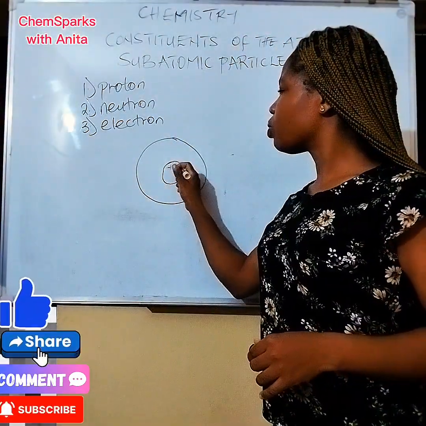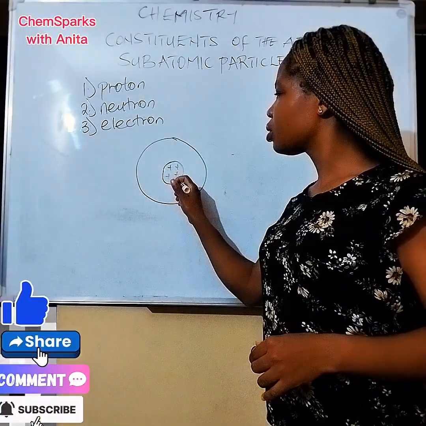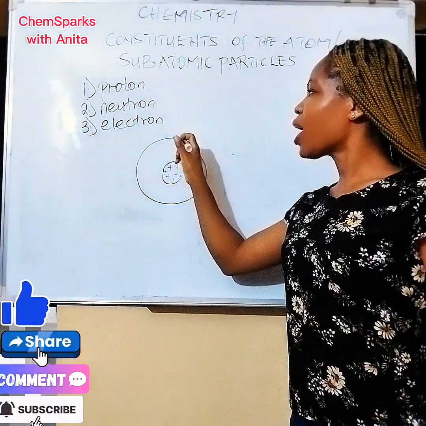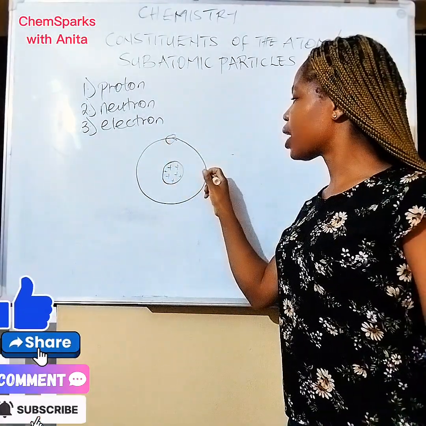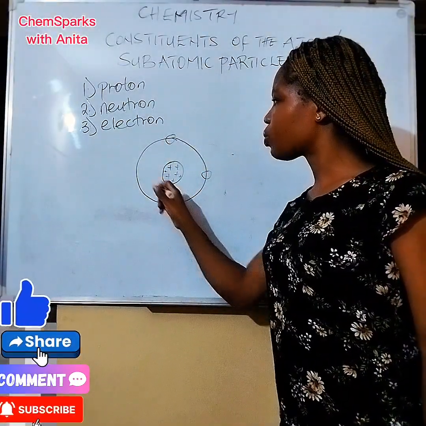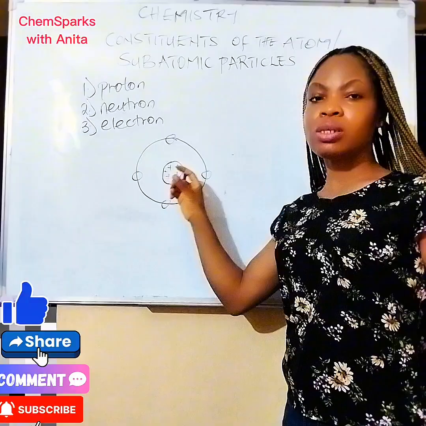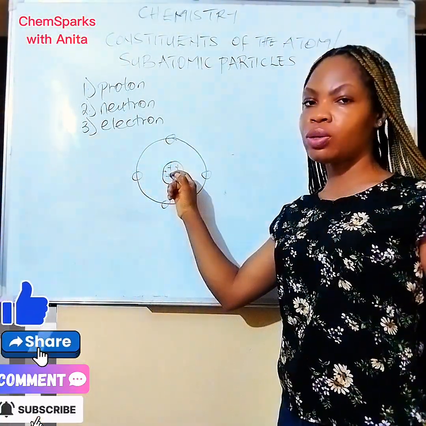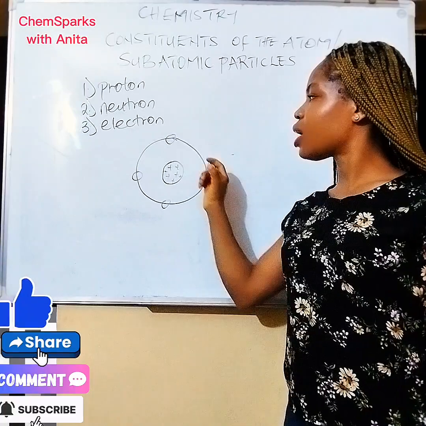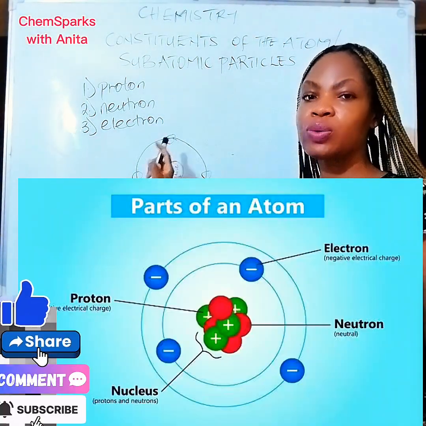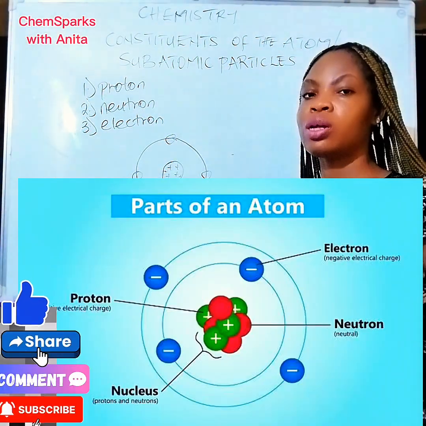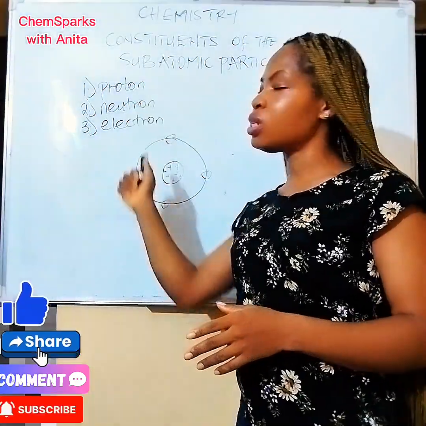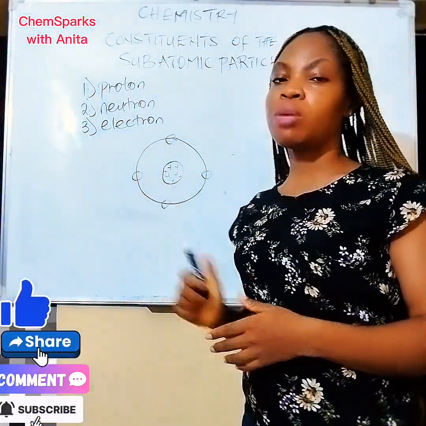Now, inside this nucleus are the protons. The protons are located inside this nucleus, while the electrons are located on the shell outside the nucleus. The proton and the neutron are inside the nucleus of the atom, while the electron are located outside the nucleus of the atom. Now, with this being said, let's look at the major properties of these subatomic particles.